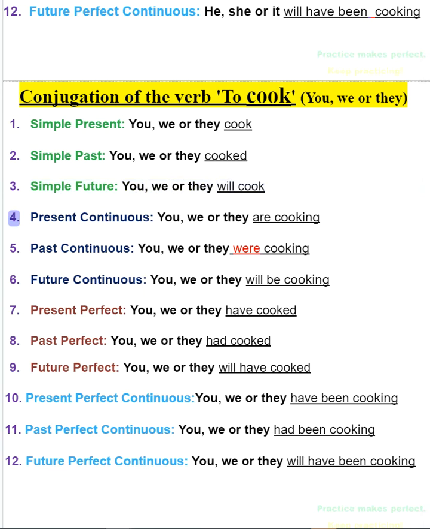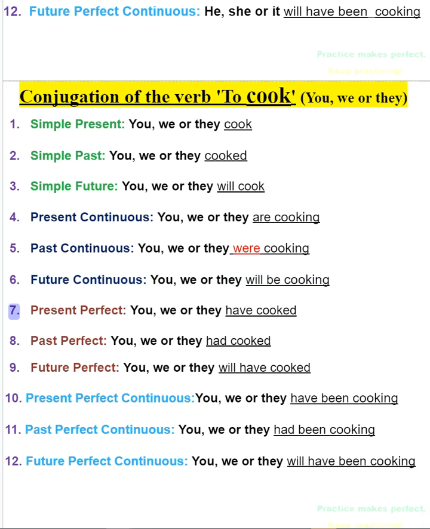4. Present continuous, you, we or they are cooking. 5. Past continuous, you, we or they were cooking. 6. Future continuous, you, we or they will be cooking.